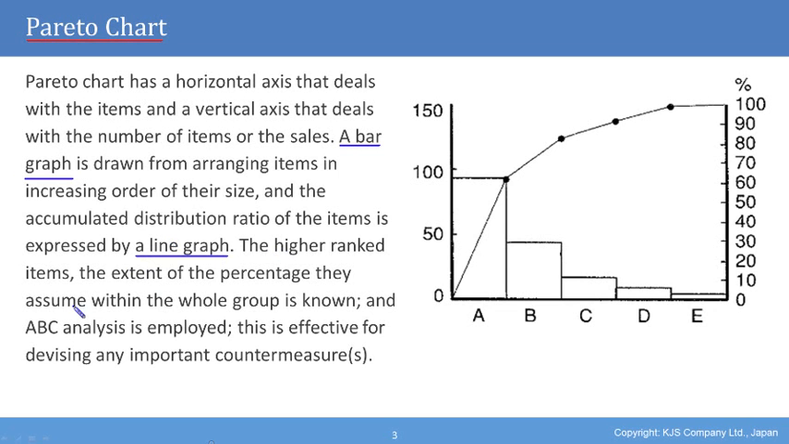For the higher ranked items, the extent of the percentage they assume within the whole group is known, and ABC analysis is employed. This is effective for devising any important countermeasures.